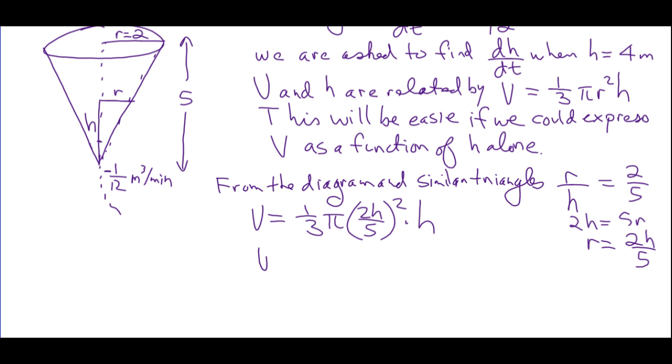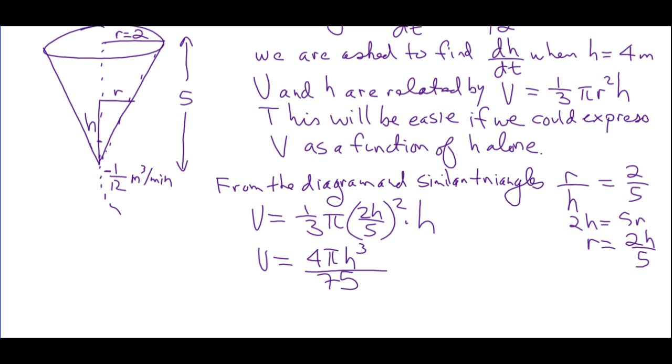So what does that give us? Let's just simplify. So 2h squared is going to be 4h squared over 25. So we're going to get 4 pi h cubed over 75. That's going to be your formula for volume. All I did was square the 2h over 5, giving me 4h squared, and that's up top, times a 1, times a pi, times an h, 4 pi h cubed, and on the bottom, 3 times 25 is 75.